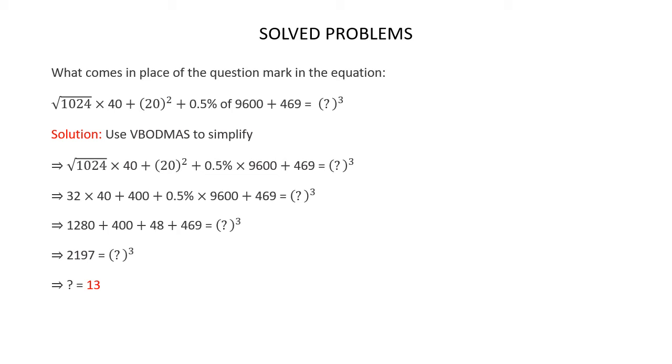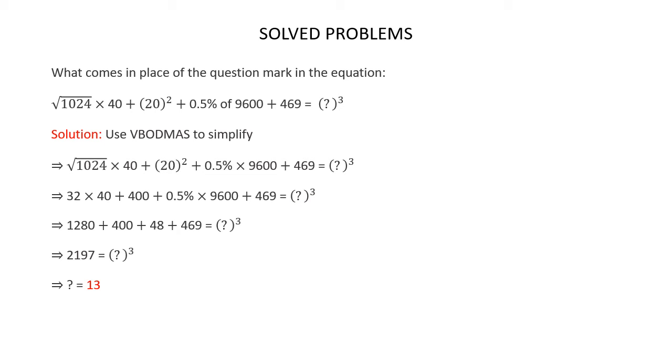The first order of operation is orders. So find the square root of 1024. The square root of 1024 is 32. 20 squared is 400. So now you have the expression 32 multiplied by 40 plus 400 plus 0.5% multiplied by 9600 plus 469 is equal to question mark raised to the power 3.